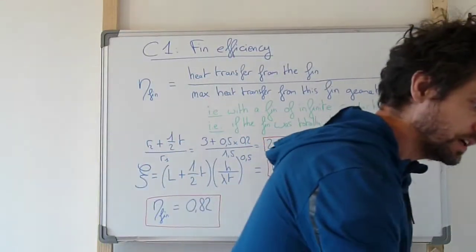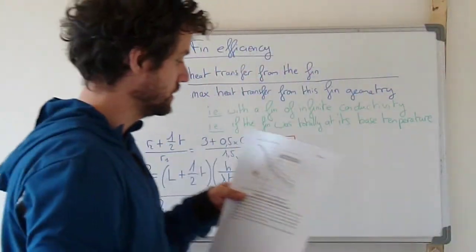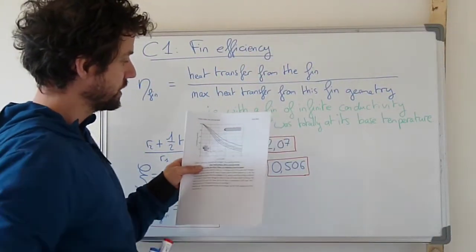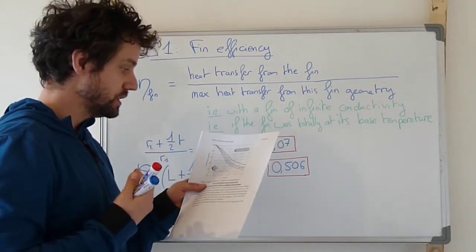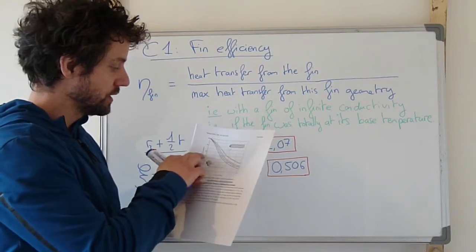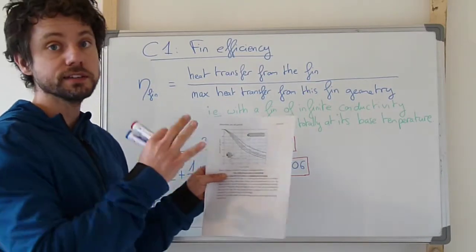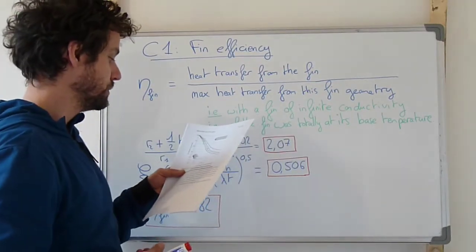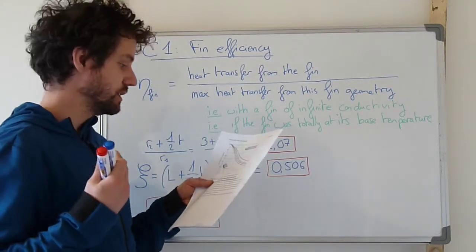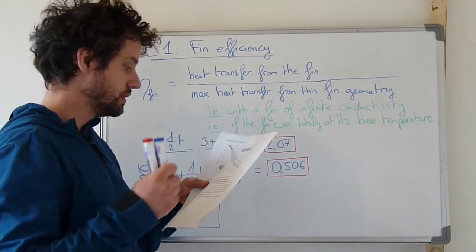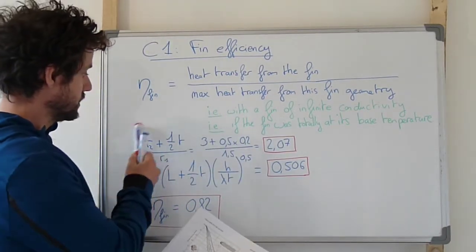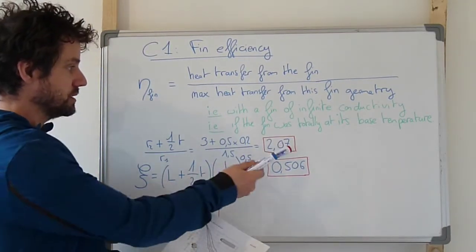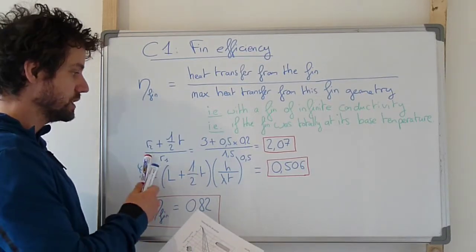So in order to find it, you have a chart with two parameters that you need to define first, and once you know them, you can find the fin efficiency for exactly the same geometry that we have in our example or in our exercise. So you have this first parameter that you need to calculate, and also the second one.